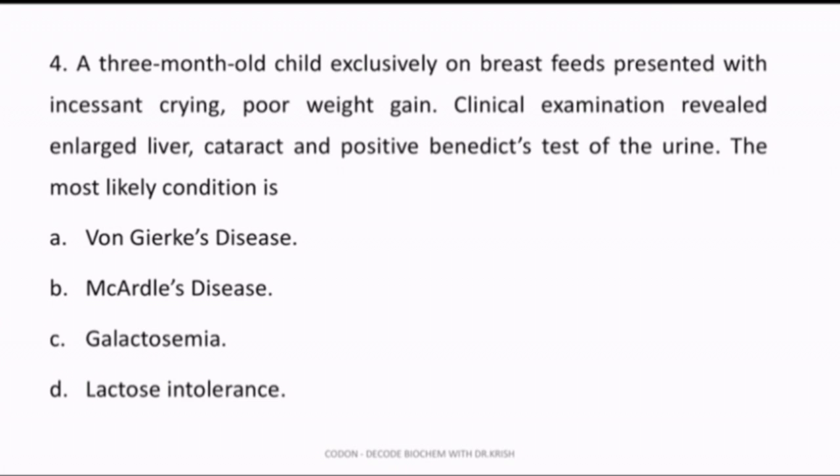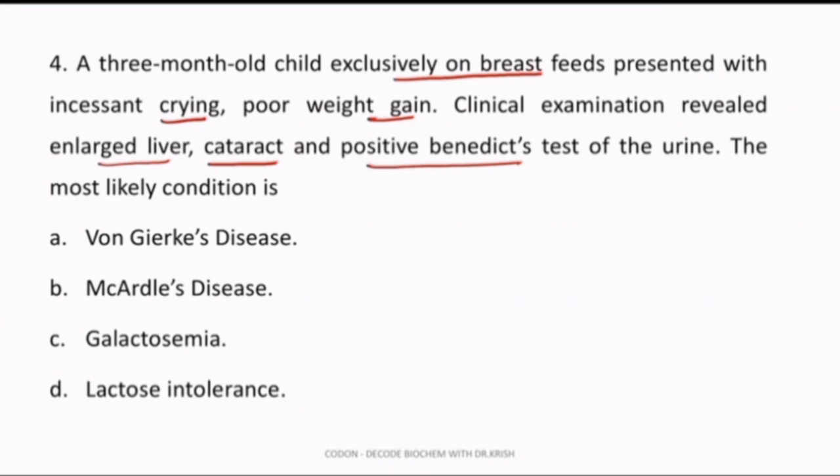Von Gierke's and McArdle's. So before that, what are the positive findings? The baby is exclusively breastfed, incessant crying, poor weight gain, enlarged liver, cataract and positive Benedict's. So von Gierke's, it is a glycogen storage disorder. What is the problem here? Glucose 6-phosphatase is defective. So the glucose does not reach the cell organelles. So the patient suffers from hypoglycemia.